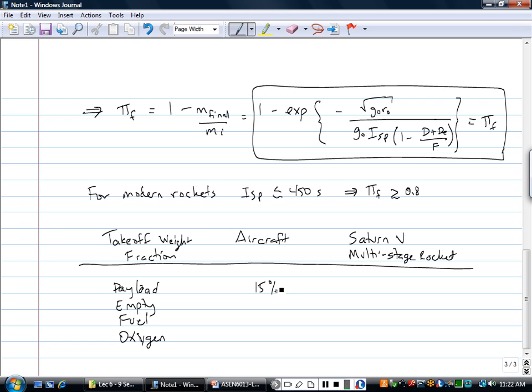Aircraft, 15% payload. Guess for a rocket? Yeah, it's 3, 4, tiny. Empty mass fraction? Guess for the rocket? I'll put 7. Yeah, fuel is going to be the big one here. 30%. Yeah, that's okay. There's no stupid answers. Okay, and of course oxygen here.